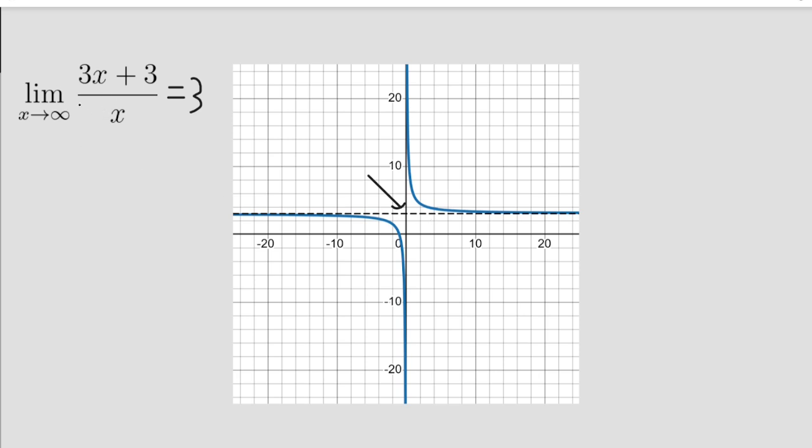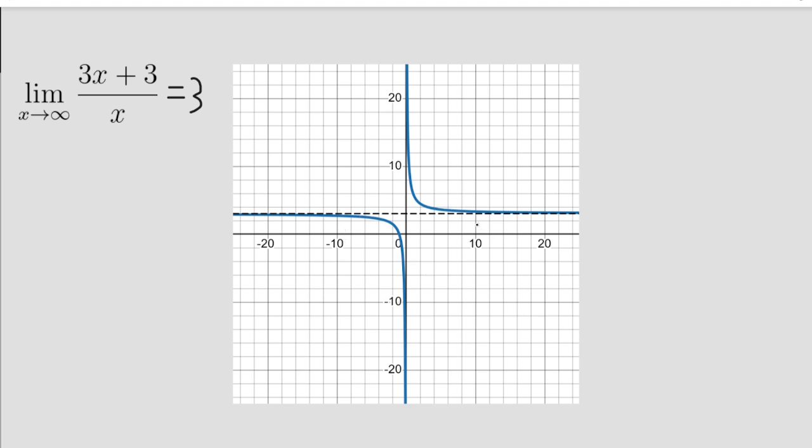Because remember, even though this limit is approaching 3, we're saying that this limit evaluates to 3, the limit is not equal to the exact value, and this function will never precisely equal 3. Because no matter how large x is, we're still going to have this extra 3 here that is disturbing the true equilibrium.